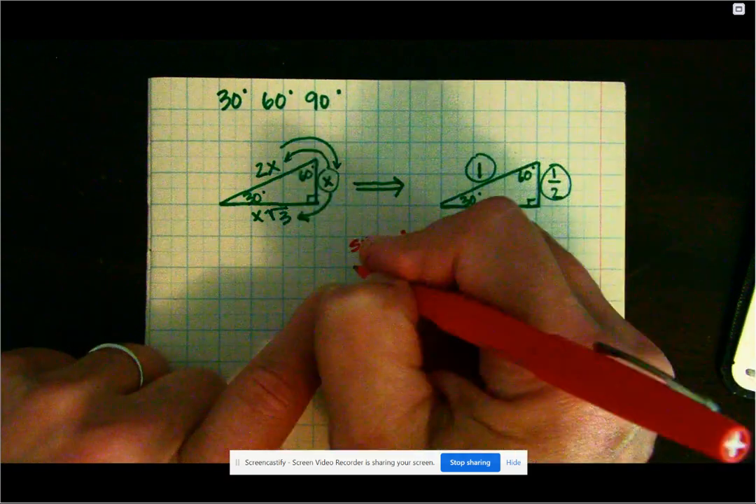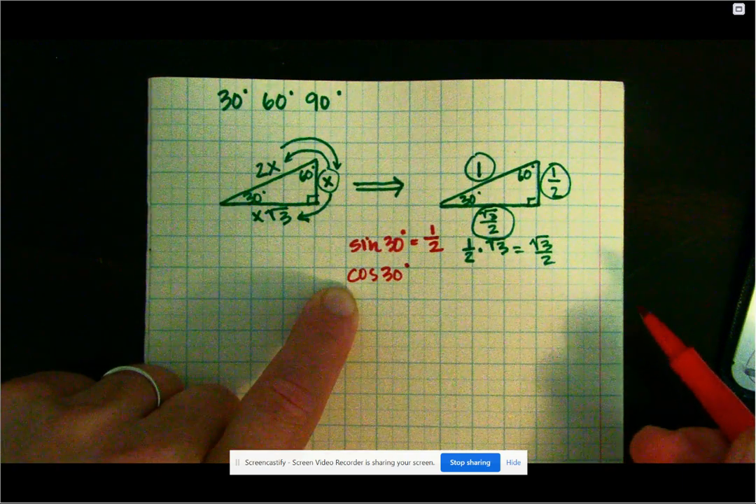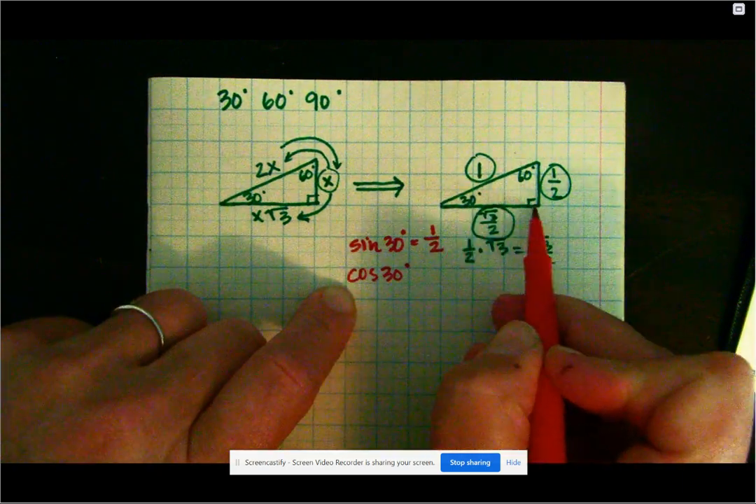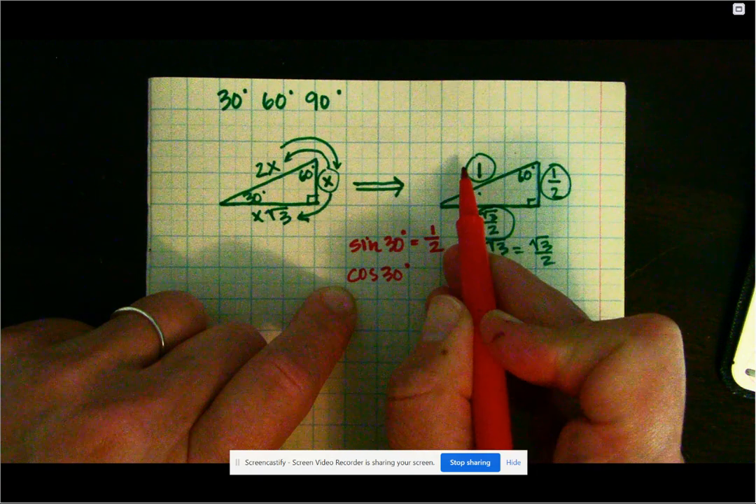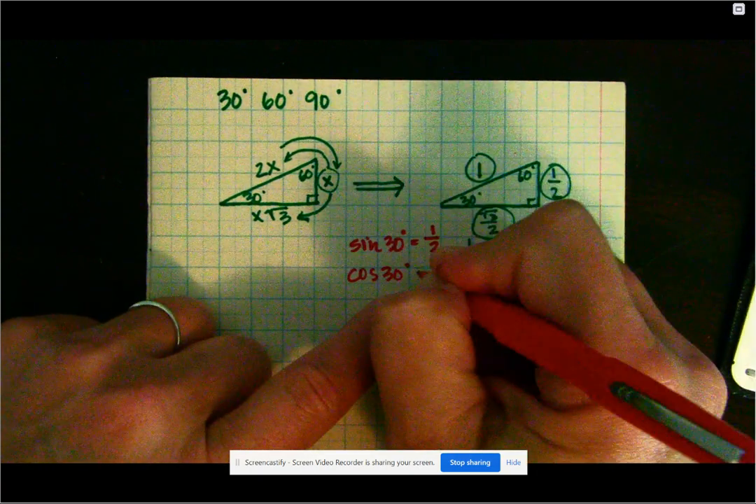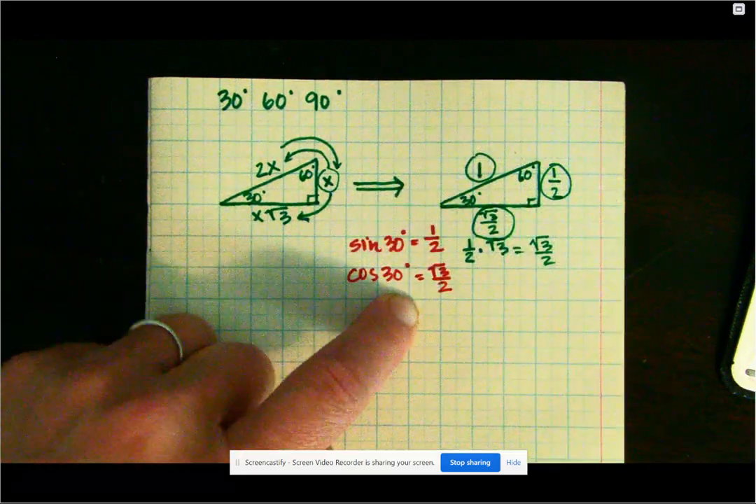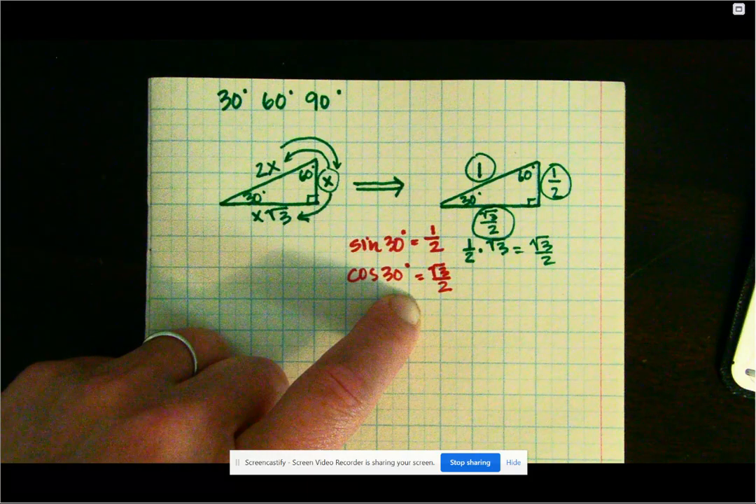Okay, the cosine of 30 degrees is adjacent over hypotenuse, so it'd be this side, root 3 over 2 over 1. And as you know, dividing by 1 doesn't do anything, keeps it the same, so it's root 3 over 2. That is an exact answer for the cosine of 30 degrees.